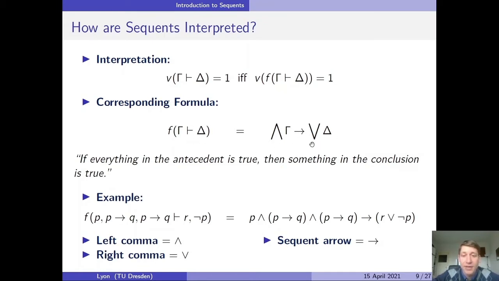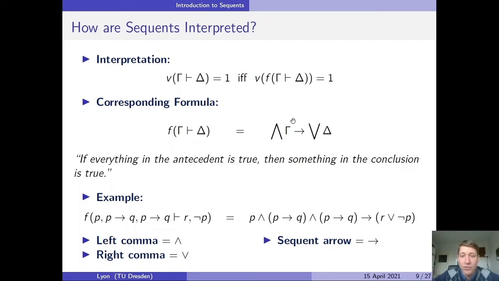I said earlier that gamma and delta represent multisets, but more particularly they represent finite multisets. So this happens to be a propositional formula. So we say that a sequent is true in an interpretation if and only if its corresponding formula is true in that interpretation as well. And that's how we extend the semantics from the propositional language to the language of the calculus, which is sequents. Now, this equivalently says, and I will use this phrase a lot when discussing the semantics of sequents, that a sequent is true if and only if, if everything in the antecedent gamma is true, then something in the conclusion delta must be true.